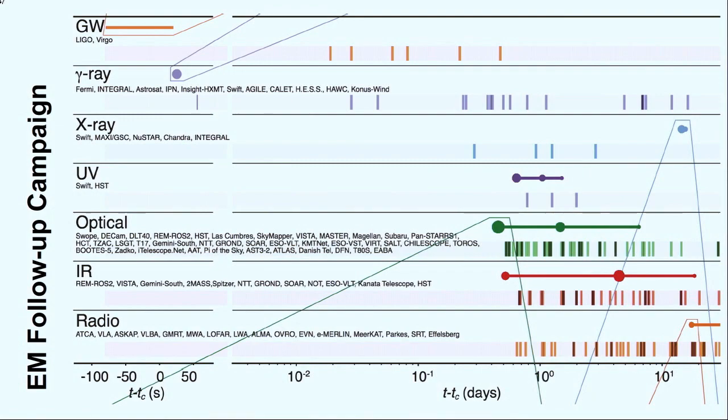Here is sort of different UV, X-ray, gravitational waves, and this is sort of announcement when stuff was announced. And you can see that basically it seems to be like at some point almost every telescope on Earth was pointing in that direction.